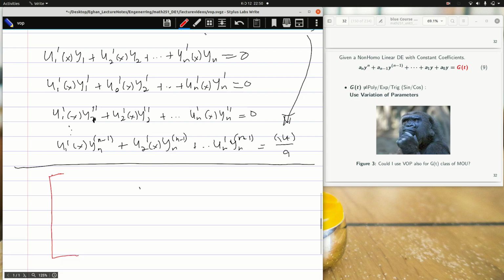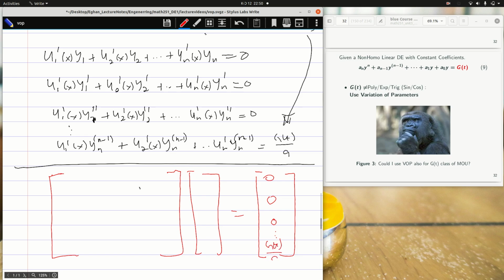Matrix means write the coefficients, have your unknowns here, equate it to the right hand side. My right hand sides are 0, 0, 0 through to some g(t) over a. What are my unknowns? I have some u1 prime, u2 prime, u3 prime, and then through to the last one, un prime. And what are the coefficients? If I pick the first row, the coefficients become y1, y2, y3 through to yn.